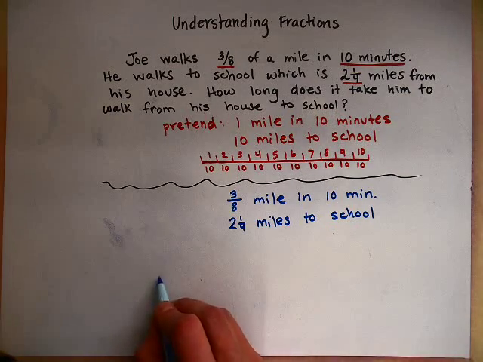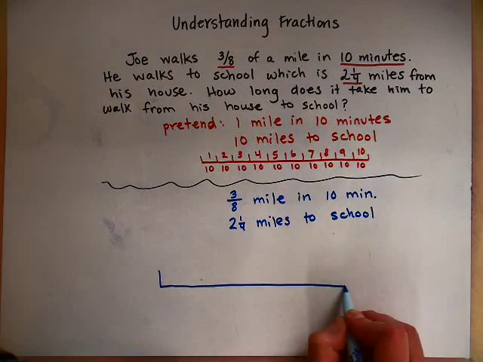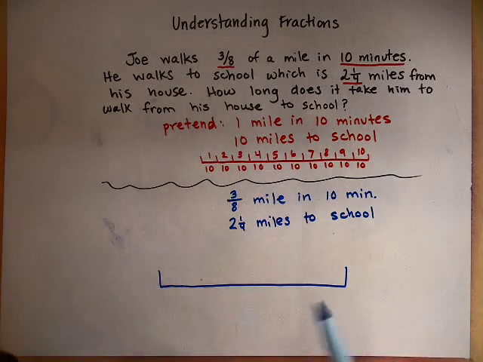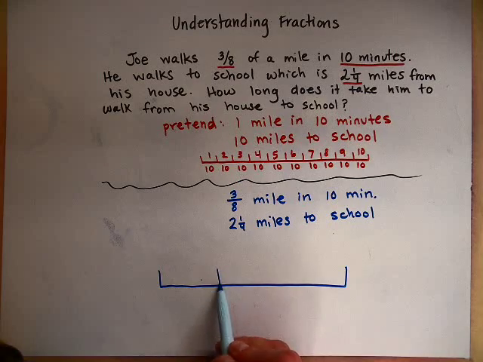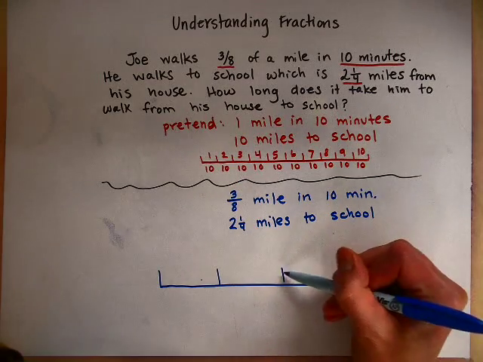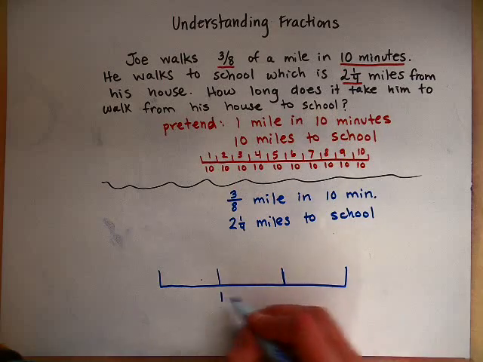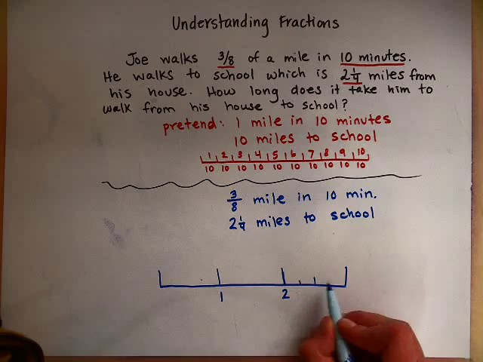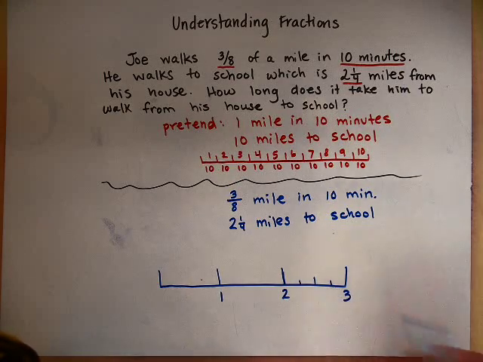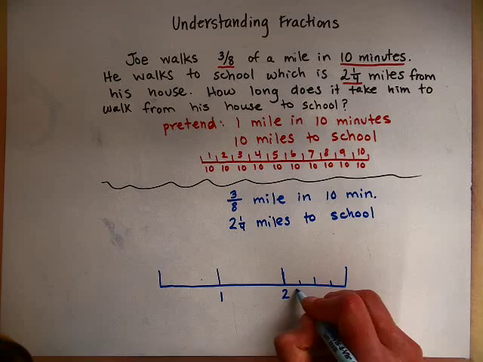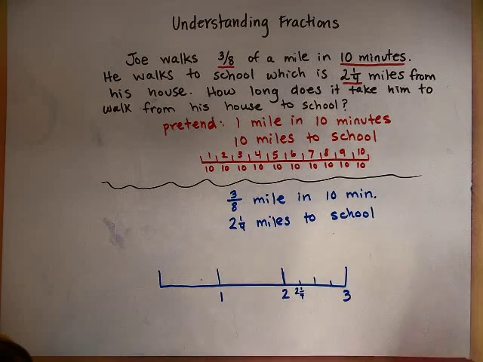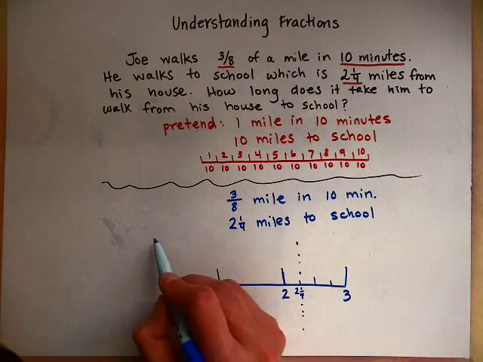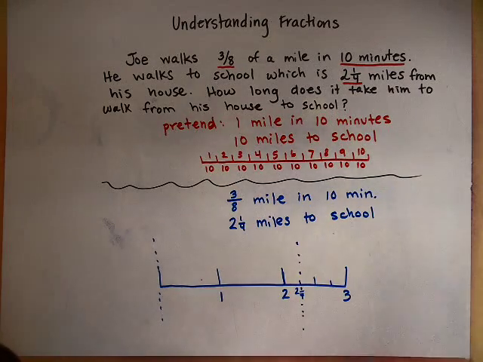So when I draw out the space, I know that it's 2 1/4. So I'm going to make this even 3. So this is 1 and this is 2. This is 3. And this is 2 1/4 right here. Okay? So this is my stopping point, from here to here.